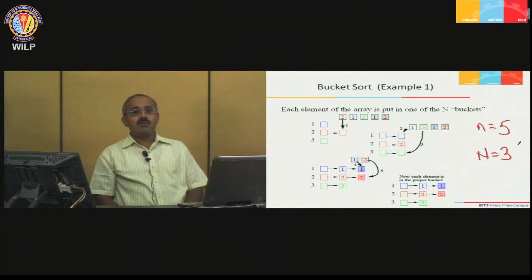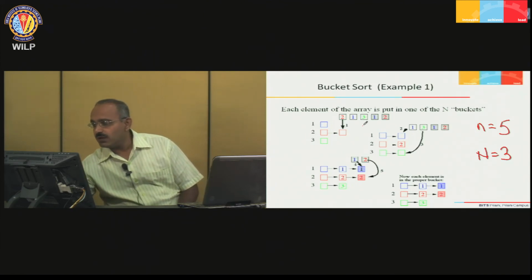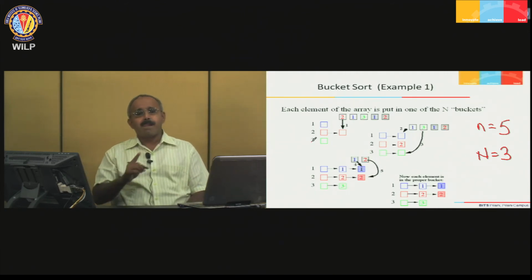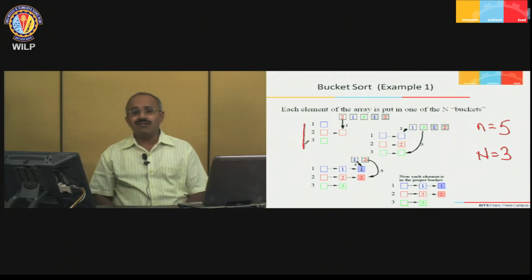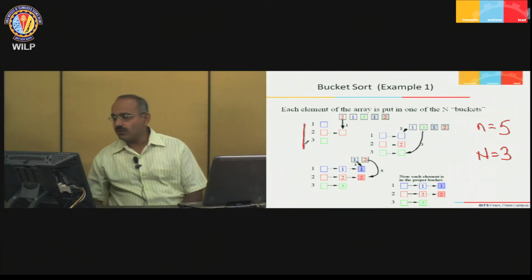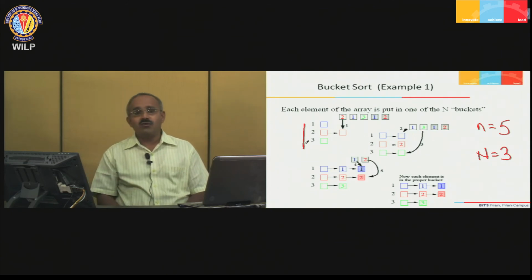As a first step, we create a bucket which is going to be represented by an array. We are going to create a bucket with indices 1, 2, 3. A bucket is an array of lists. We will create a bucket of size 3, which is exactly the upper bound on the integers that we want to sort. Now, we start scanning the elements.